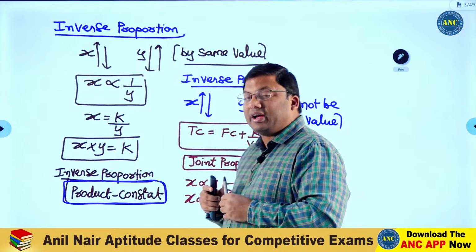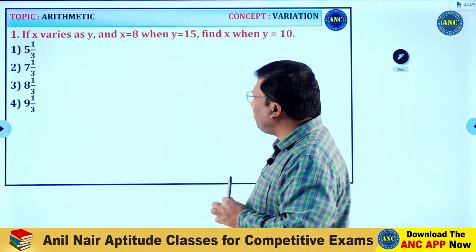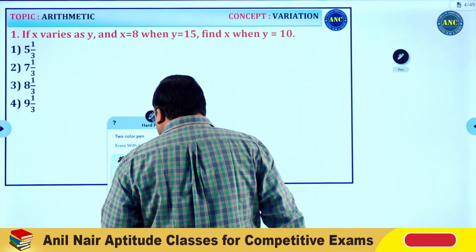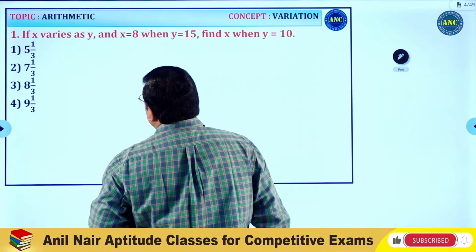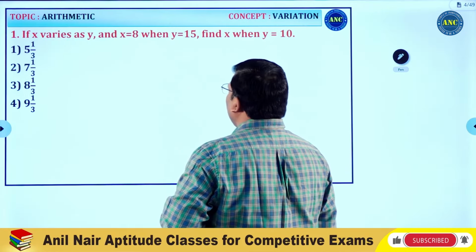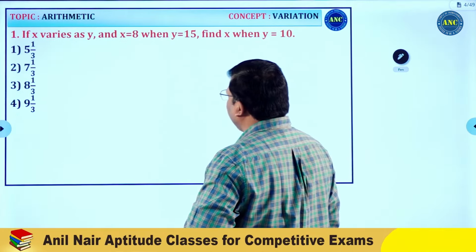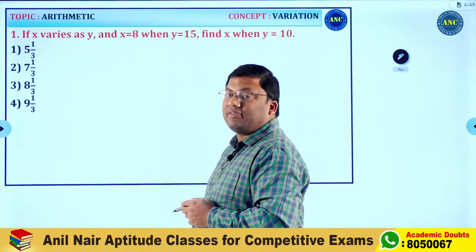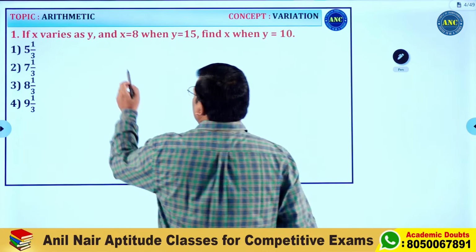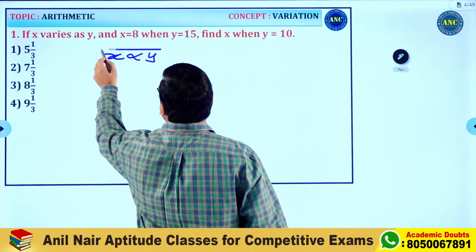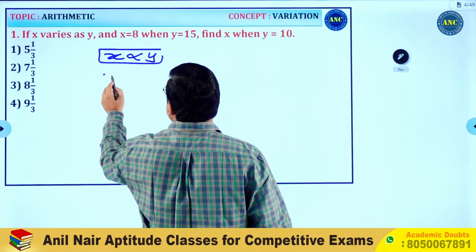This is the theory behind the concept. Let us get into problems. If nothing is given, then it is a direct proportion. X varies as y and x equals 8 when y equals 15. What is the value of x when y is 10? X is directly proportional to y.